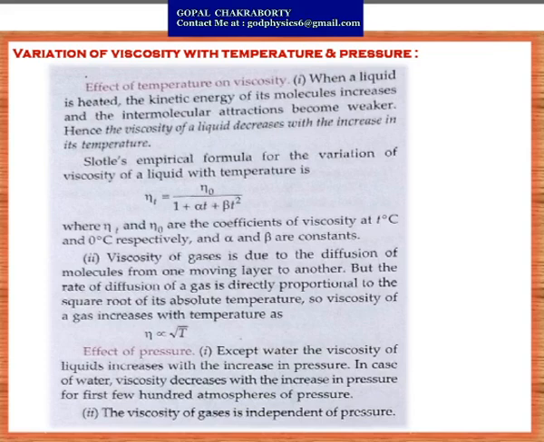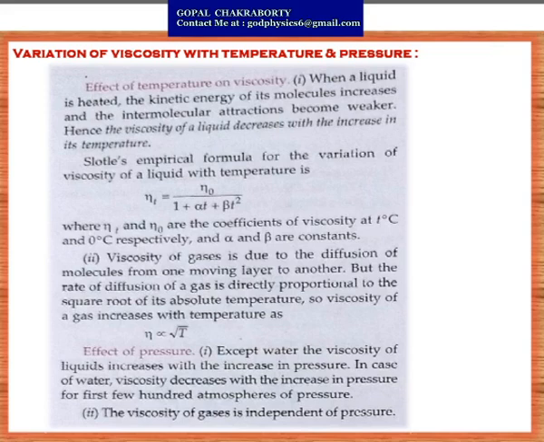Slotte's empirical formula for the variation of viscosity of a liquid with temperature is eta t equals eta naught divided by 1 plus alpha t plus beta t square, where eta t and eta naught are the coefficients of viscosity at t degree C and 0 degree C respectively, and alpha and beta are constants.